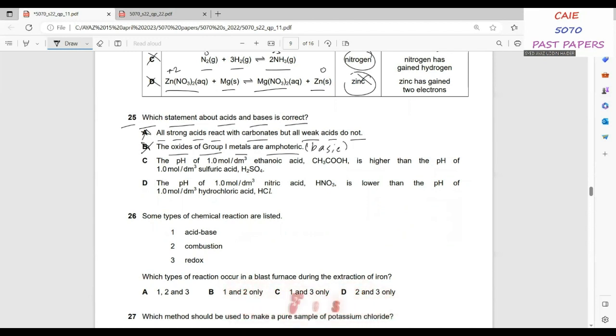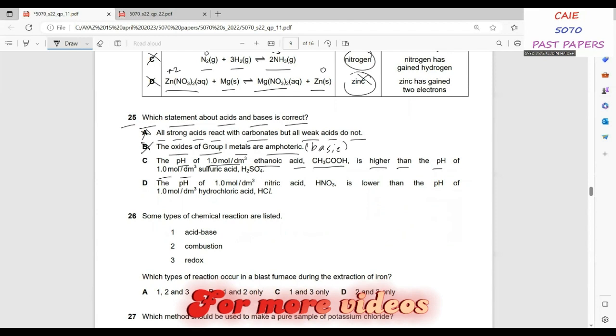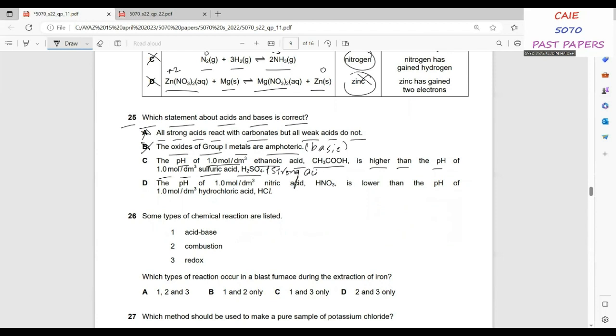not amphoteric. C, the pH of 1 mole per dm cube ethanoic acid CH3COOH is higher than the pH of 1 mole per dm cube sulfuric acid H2SO4. Sulfuric acid is a strong acid, while ethanoic acid is a weak acid. Weaker the acid, higher will be the pH. Stronger acid will have lower pH than weaker acids. So C looks correct to me.